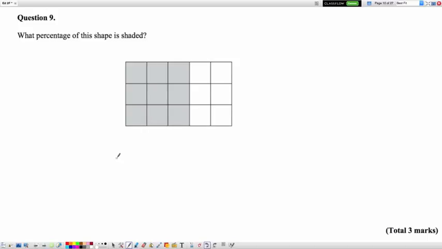What percentage of this shape is shaded? We can see here that we have 9 squares shaded out of a total of 15. So we need to get this as a percentage. So you may want to make it over 5. We can see here we divide by 3. So we divide our 9 by 3, which gives us 3 over 5.